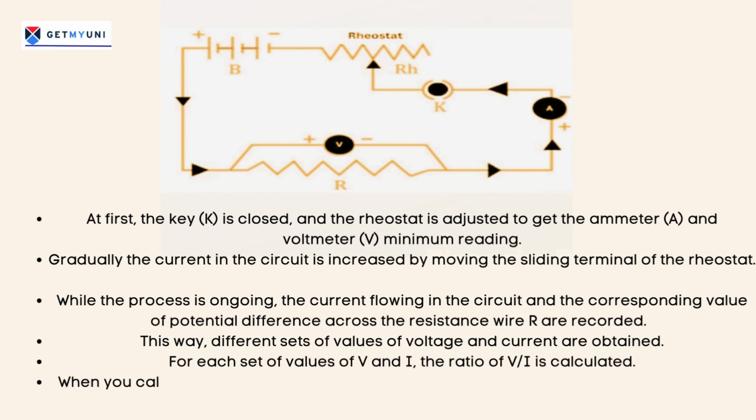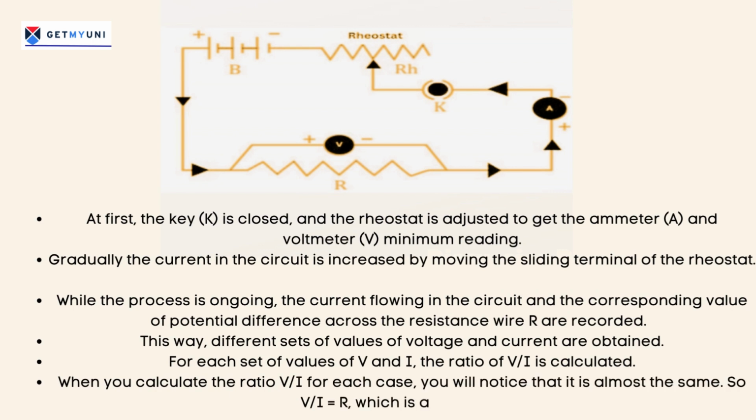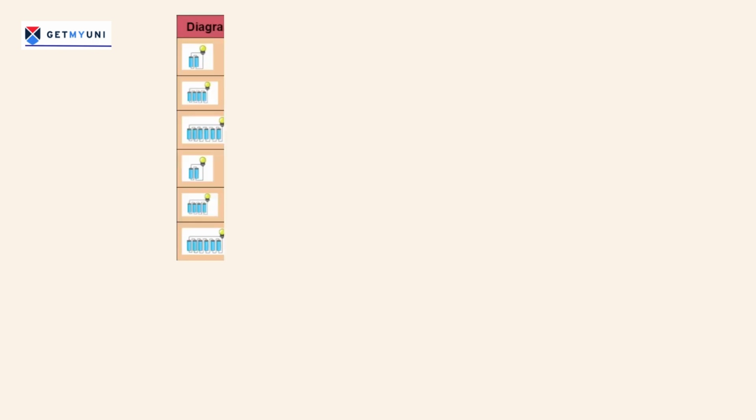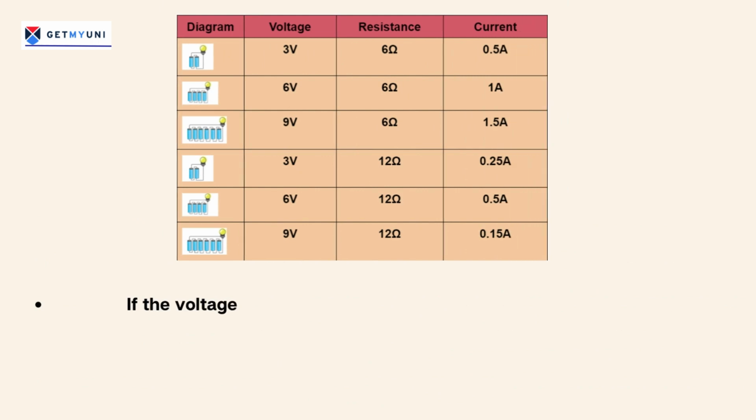For each set of values of V and I, the ratio of V by I is calculated. When you calculate the ratio V by I for each case, you will notice that it is almost the same. So V by I is equal to R, which is a constant. The chart below depicts the relationship between voltage, current, and resistance.